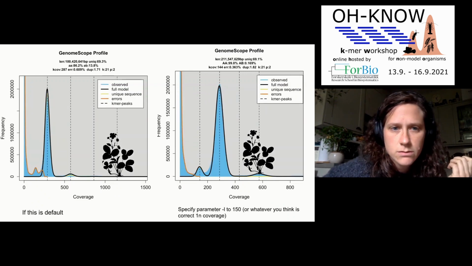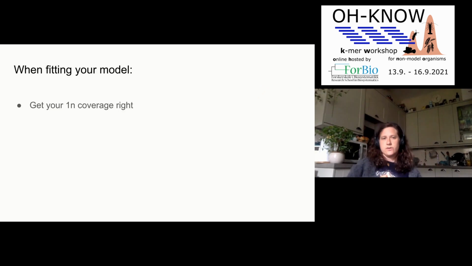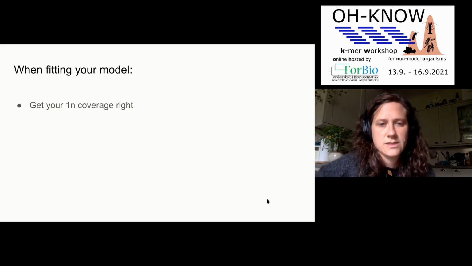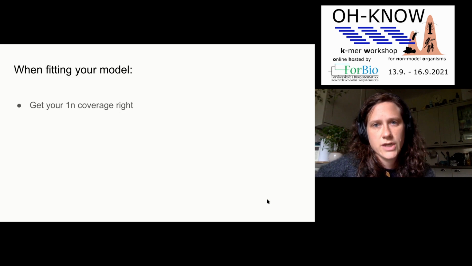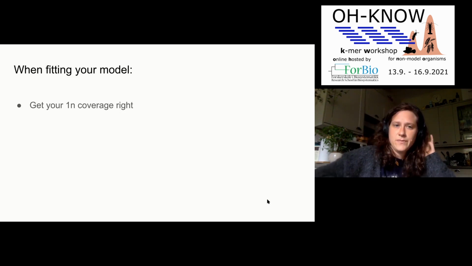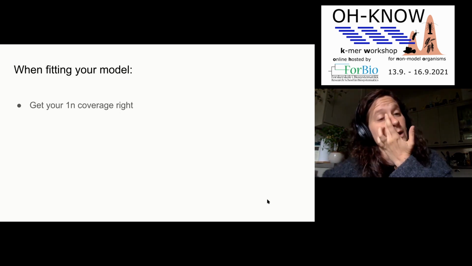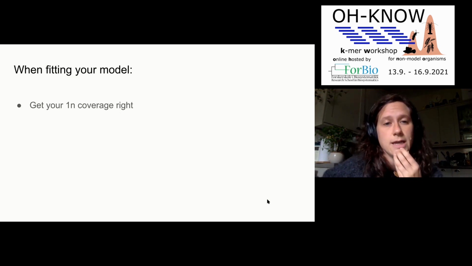So, what things do you need to know when you're fitting your model in GenomeScope? This is just a few tips or some advice when you're using GenomeScope, because it's very tempting to just get your data and input it into GenomeScope and get some data out, but you actually have to be careful to check that your model is fitting your data well. And the first thing you have to take into account is that you have to get your 1N coverage right.